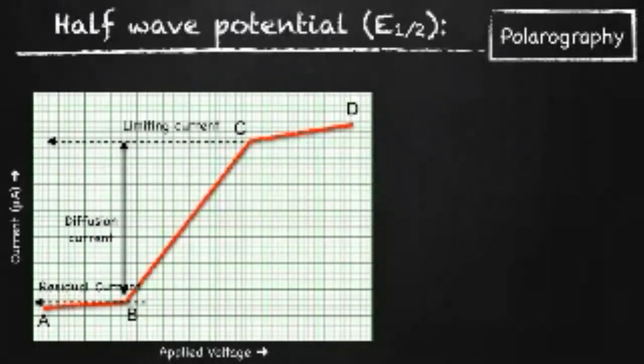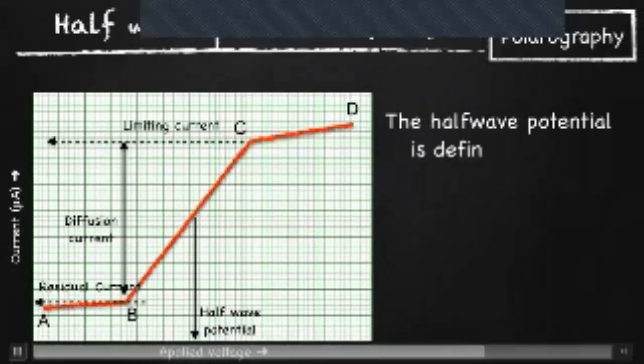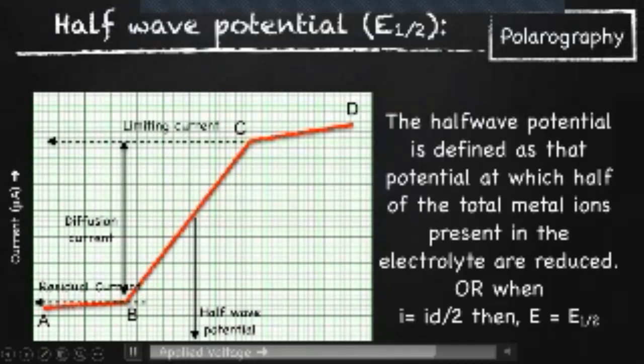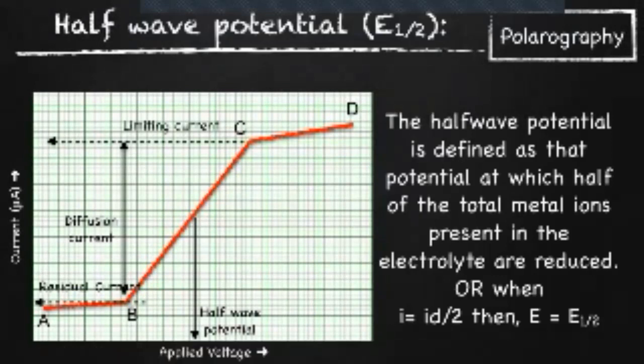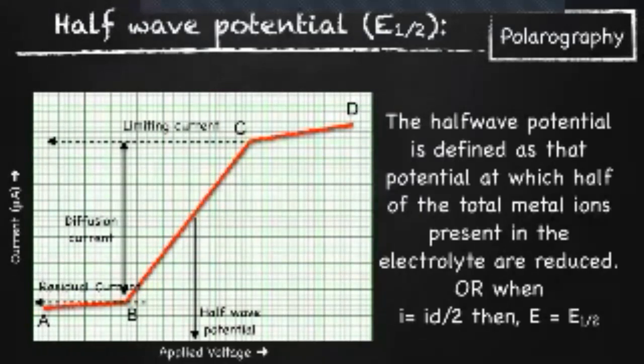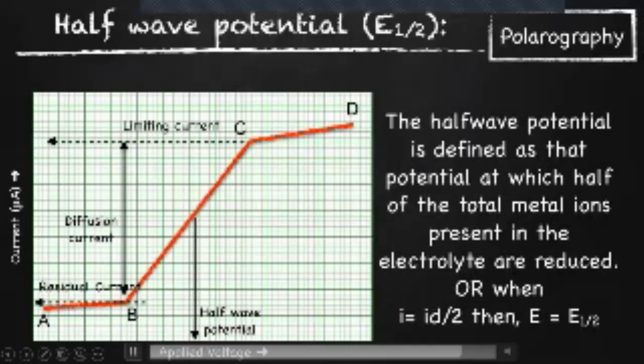Half wave potential, E half. The half wave potential is defined as that potential at which half of the total metal ions present in the electrolyte are reduced, or when I is equal to ID by 2, then E will be the half wave potential. As half wave potential is characteristic of each ion present in solution, we can have qualitative analysis, and with the help of diffusion current we can have quantitative analysis.